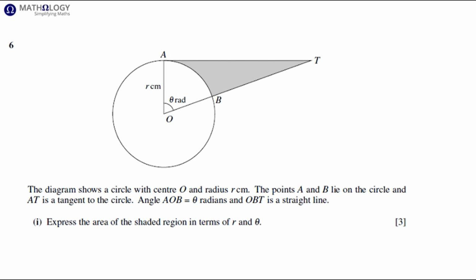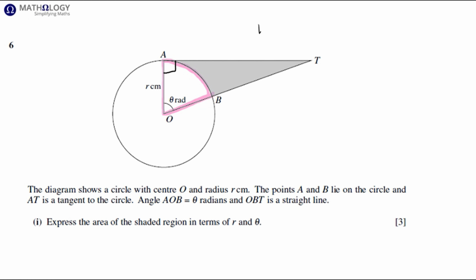Okay, the first thing we should do is mark angle OAT as 90 degrees. The reason is AT is a tangent, OA is a radius, and we know that a radius is perpendicular to a tangent at the point of contact. Why that's important is because we now have a right angle triangle in OAT. So to find the area of the shaded region, we're going to first find the area of triangle OAT and then subtract the area of the sector to get the area of the shaded region ABT.